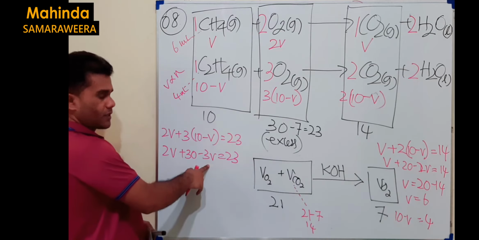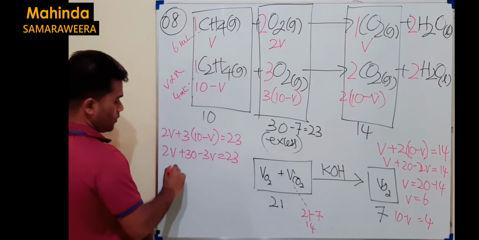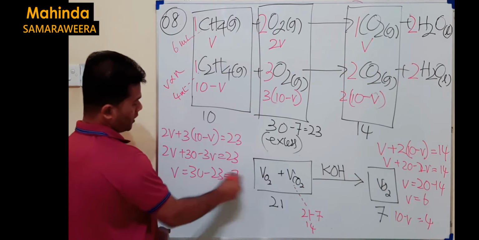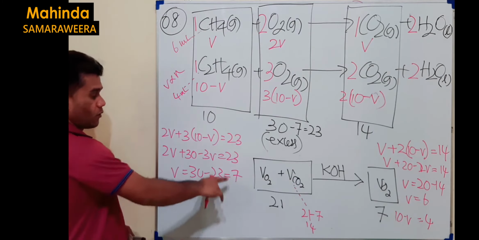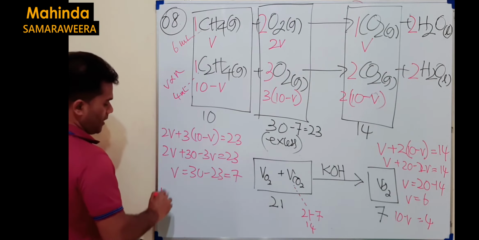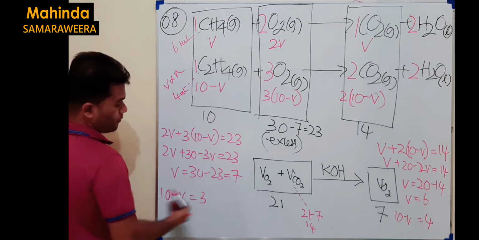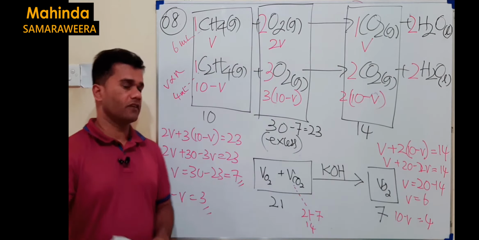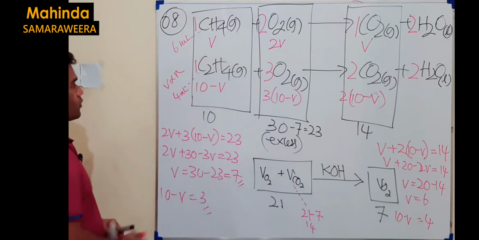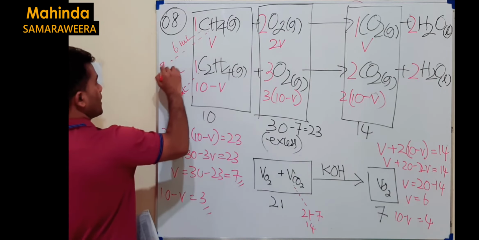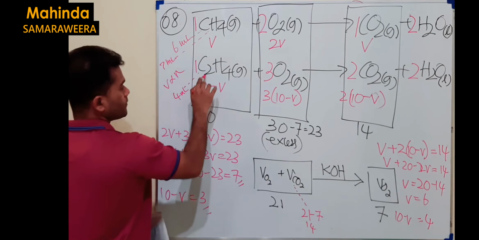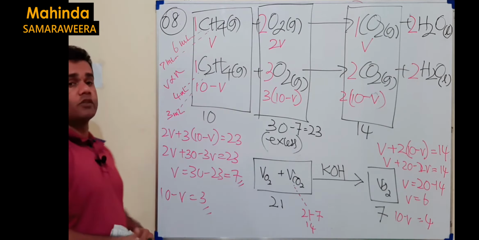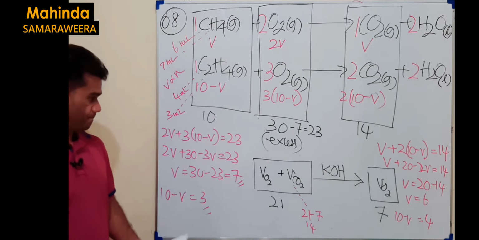2V minus 3V gives minus V, and taking 23 to the other side, 30 minus 23 becomes 7. So V equals 7, then 10 minus V will be 3. So 7 and 3 is another possible answer according to the given data. Then CH4 volume can be 7 milliliter, and C2H4 volume can be 3 milliliter.